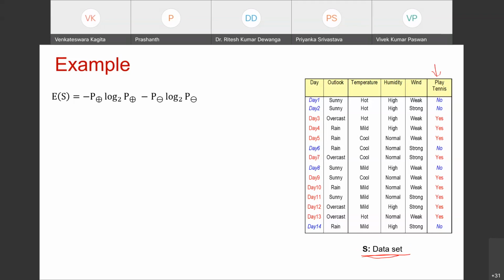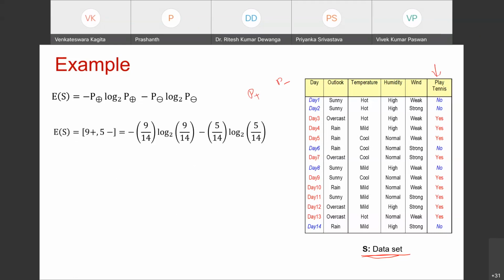So what is P positive and what is P negative? P positive is 9 by 14, madam, because it is the fraction of positive instances. Okay, 9 by 14, and P negative is 5 by 14. So substitute them in the formula.